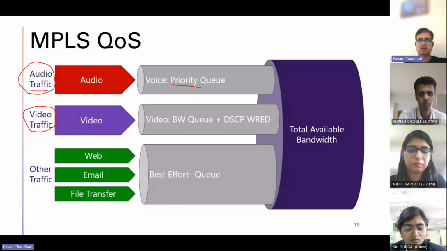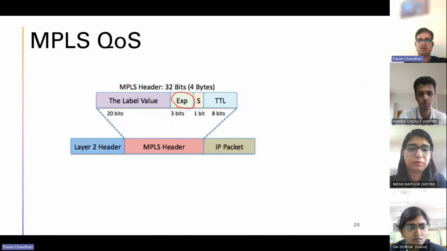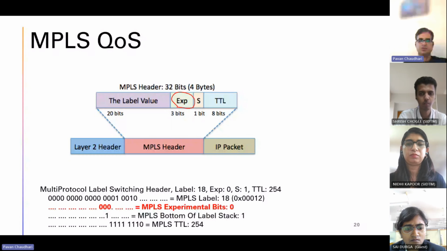You can set it in the network based on your requirement, and you can configure on the routers how they should act on this particular EXP. So if you see this packet capture here, the MPLS EXP is marked as 0. 0 means it is considered best effort. So this is how QoS works for MPLS.